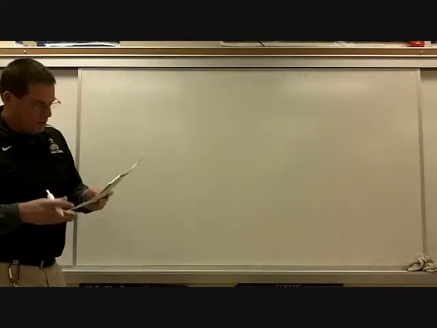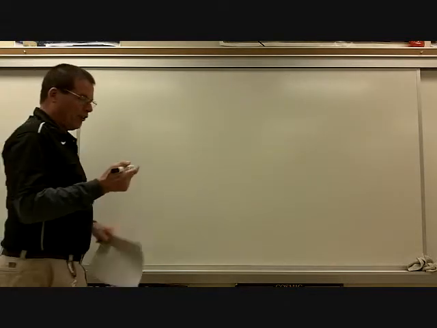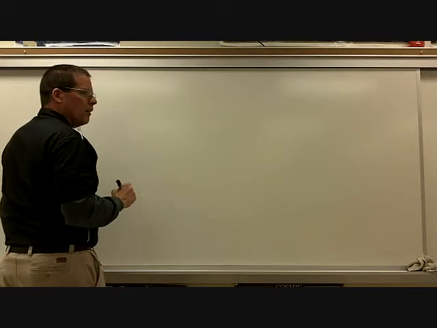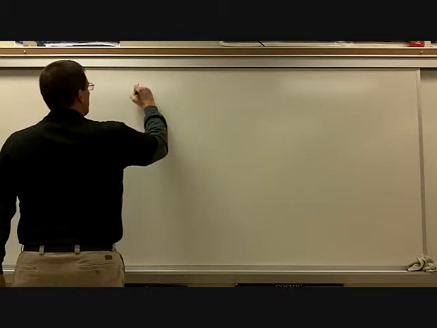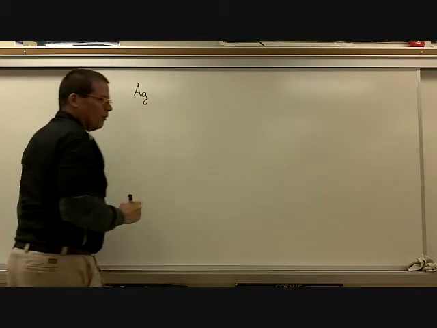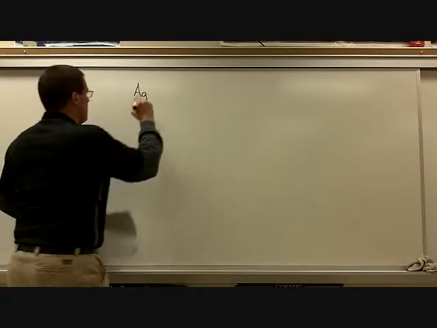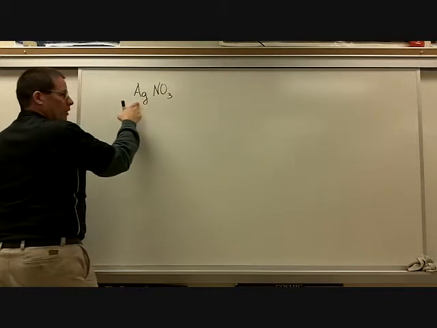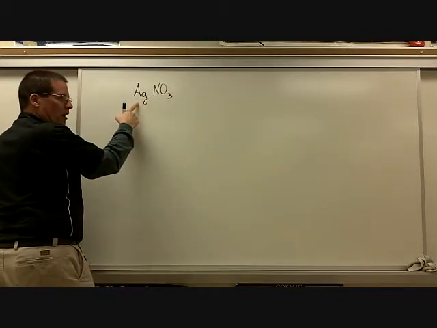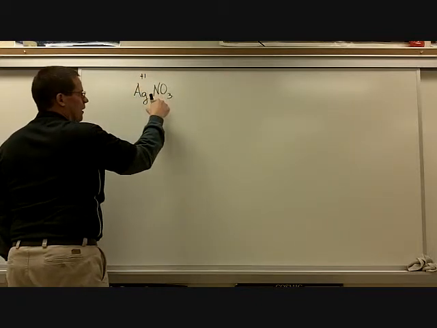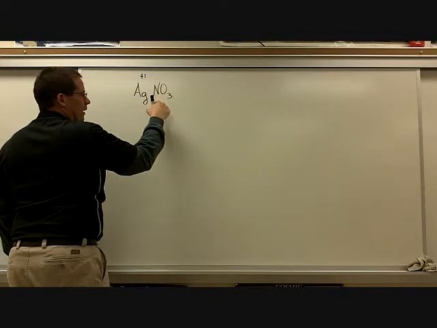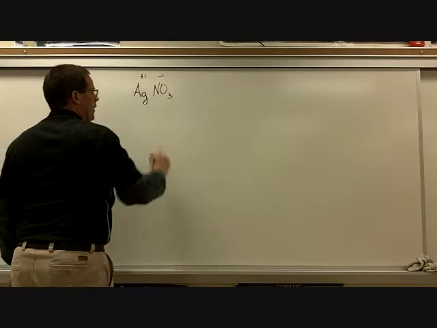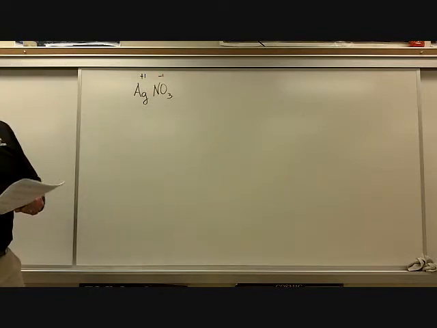Last one's a little interesting. Silver nitrate. How do I write silver nitrate? Ag, good. There's no G in gold, so the silver. And nitrate? NO3. What's the charge on silver? It only has a single charge. +1. Nitrate? -1. So it's balanced as written.